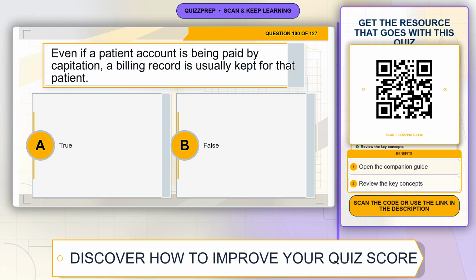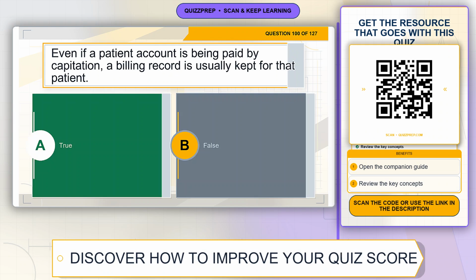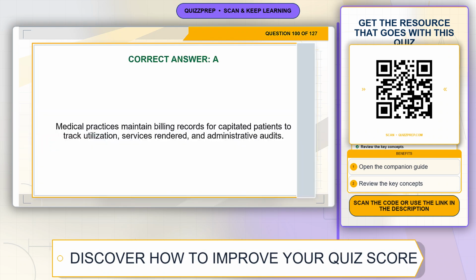Question 100. Even if a patient account is being paid by capitation, a billing record is usually kept for that patient. Option A, true. Option B, false. The correct answer is option A, true. Explanation. Medical practices maintain billing records for capitated patients to track utilization, services rendered, and administrative audits.